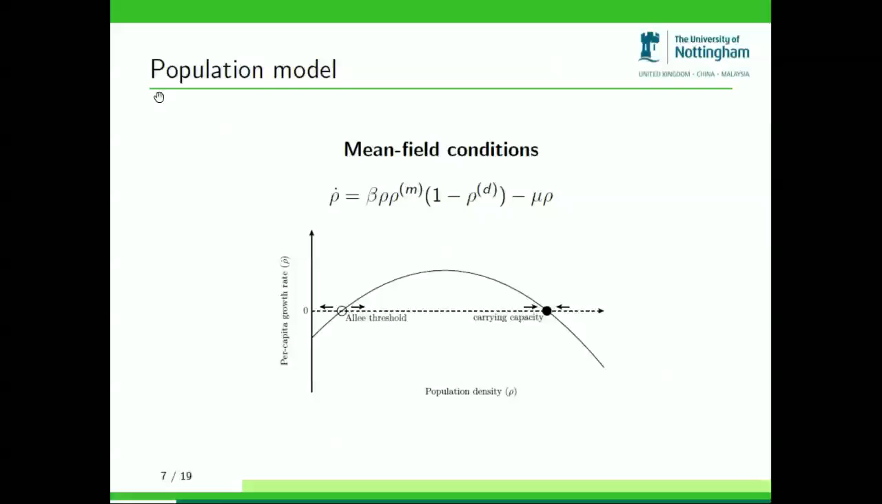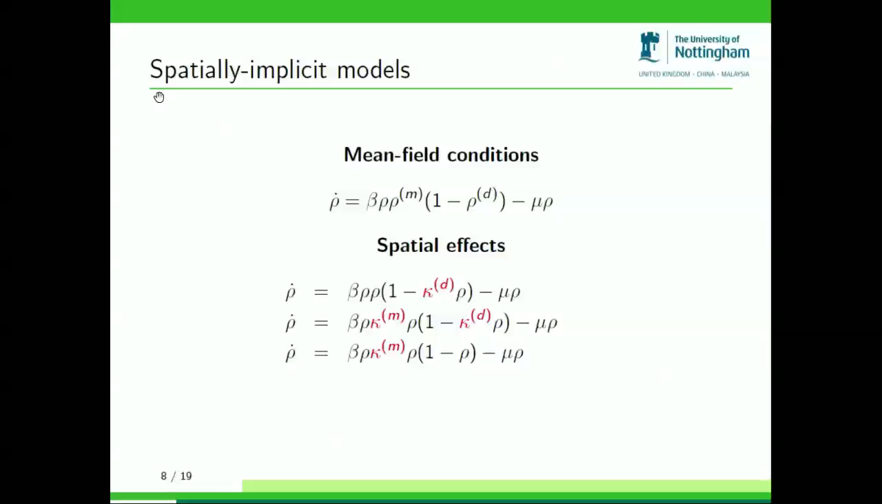Now, if all of your rho terms are the same, you have mean field conditions and nothing is sensitive to local density. But then we add an extra term in, which we've called kappa by reference to Ripley's K function, which represents how the density experienced by an individual differs from average density when it either tries to reproduce or when it tries to disperse. So we end up with a kappa term here, which expresses the local density at time of dispersal, or a kappa term here, which is the local density when it tries to mate, or you can put both into an equation. These are spatially implicit equations to express how the dynamics of these systems will change once you have a spatial effect in.